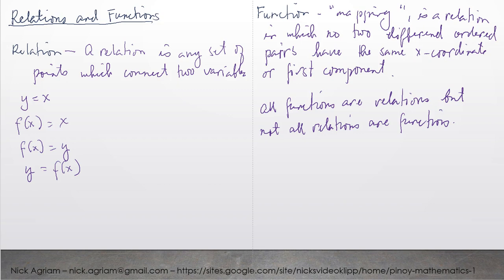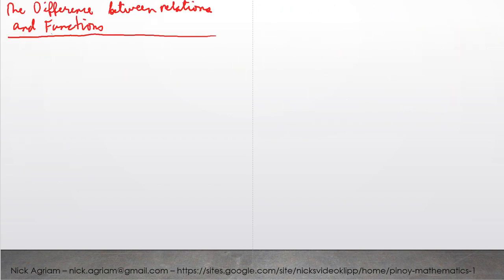However, a function is a relation in which no two different ordered pairs have the same coordinate or first component. Those two definitions we're going to use as our basis in differentiating relations from functions, or vice versa.